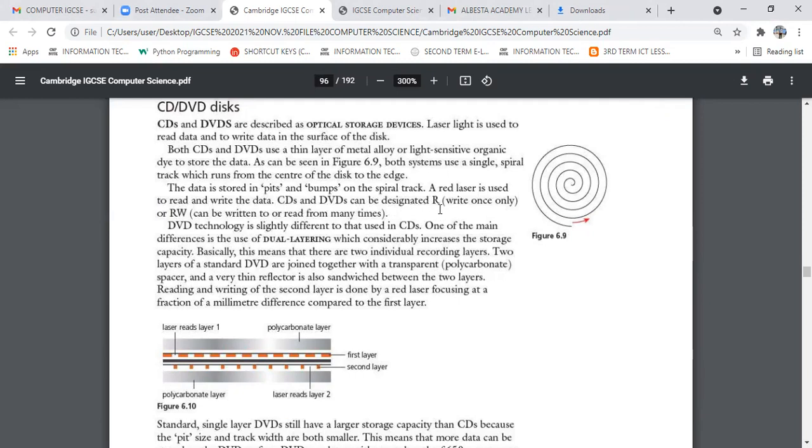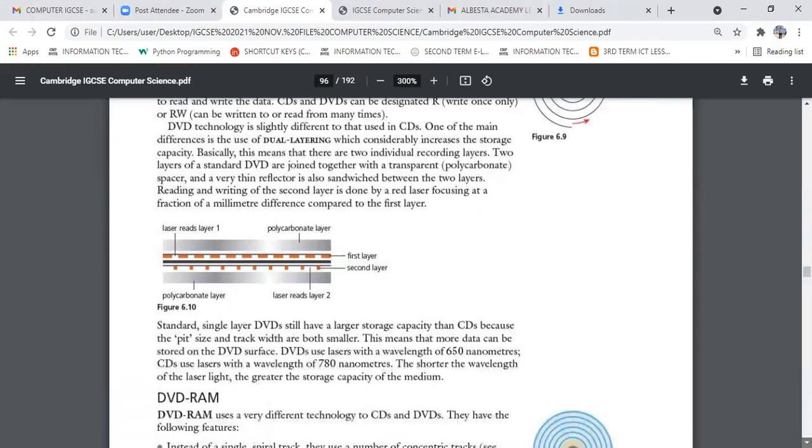CDs and DVDs can be designed as R, write once only, or RW, that is read-write, which can be written to and read from many times. DVD technology is slightly different to that of CD. One of the main differences is the use of dual layering, which considerably increases the storage capacity. Basically, this means that there are two individual recording layers. Two layers of a standard DVD are joined together with a transparent polycarbonate. You can see the image of the polycarbonate.